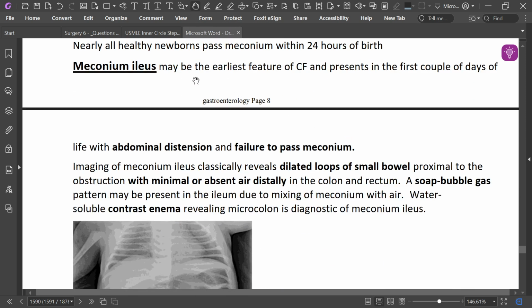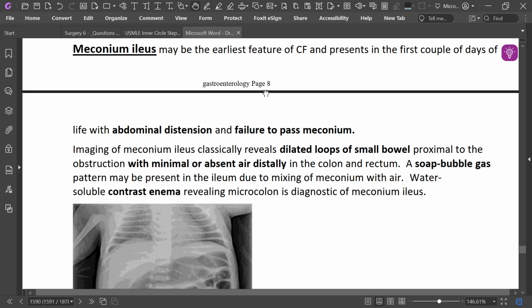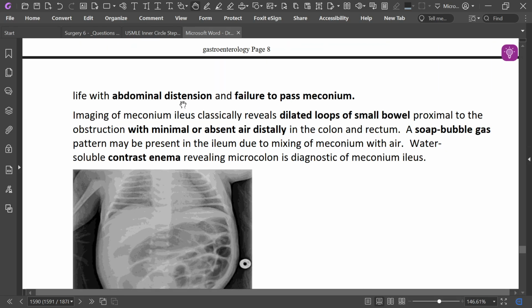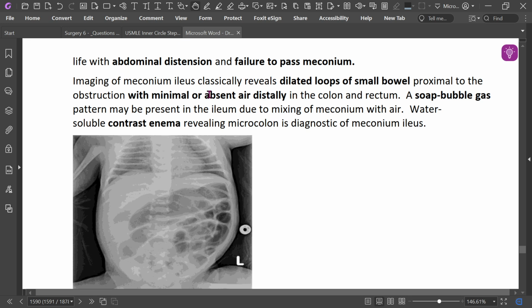Meconium ileus may be the earliest feature of cystic fibrosis, and may present in the first couple of days of life with abdominal distension and failure to pass meconium.